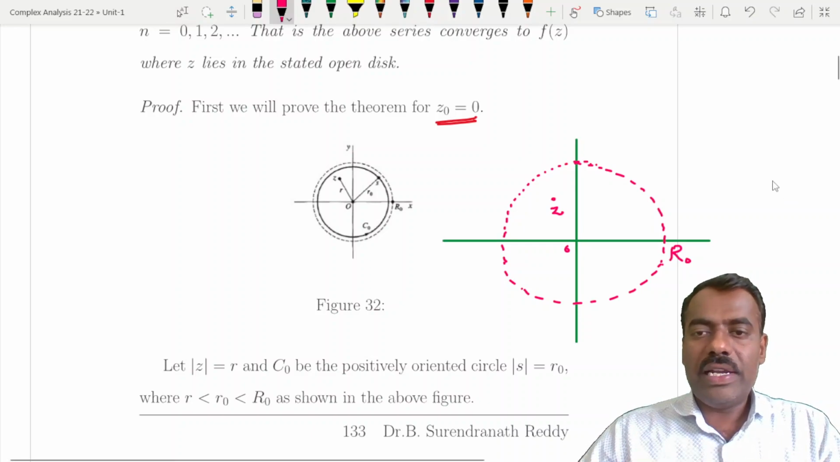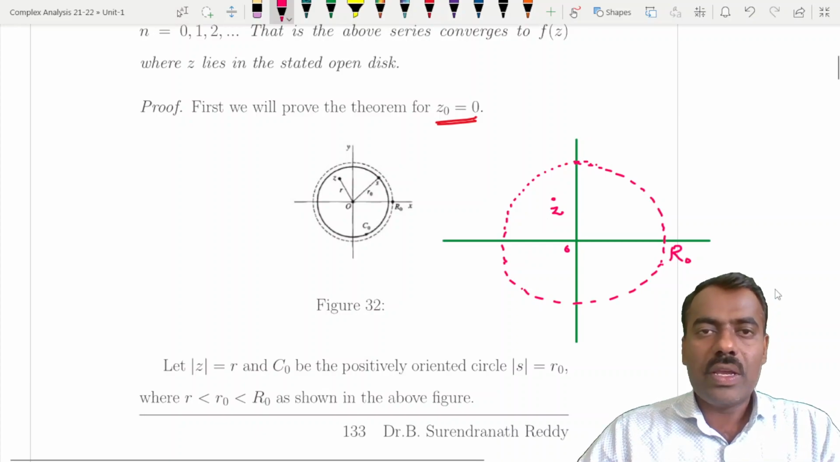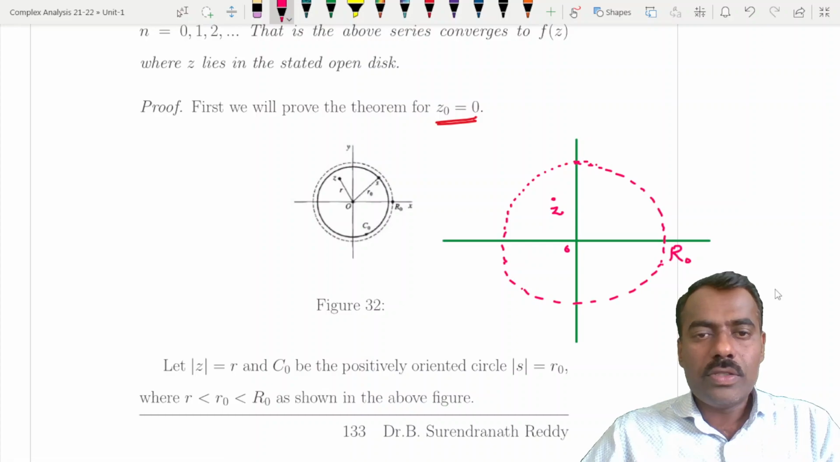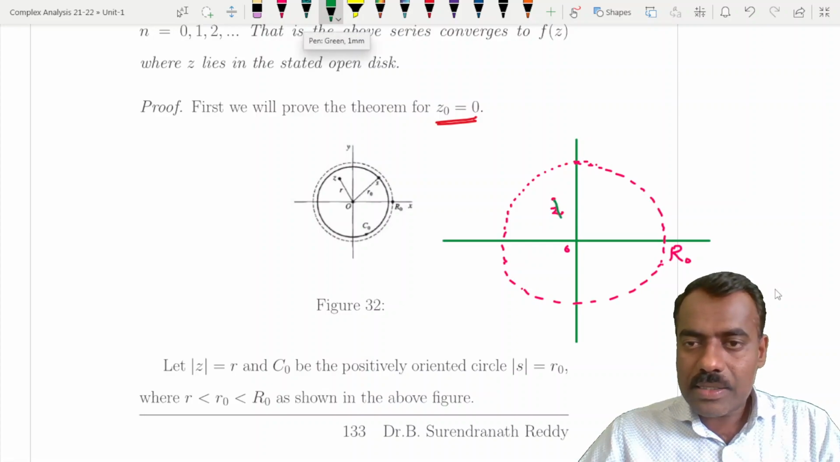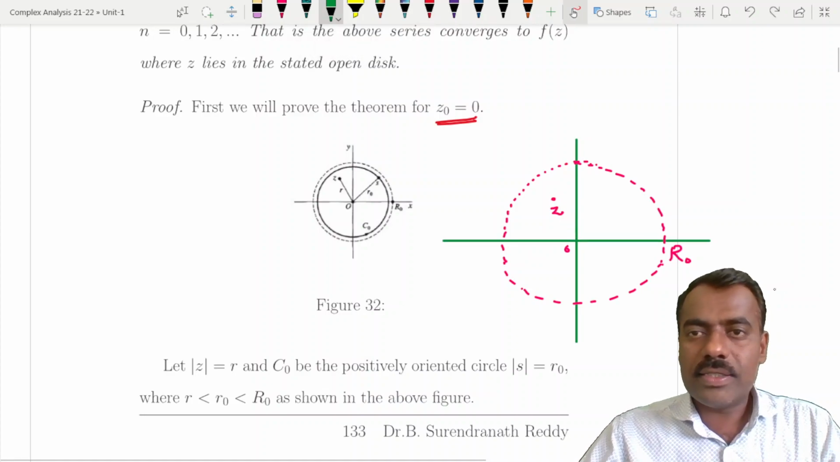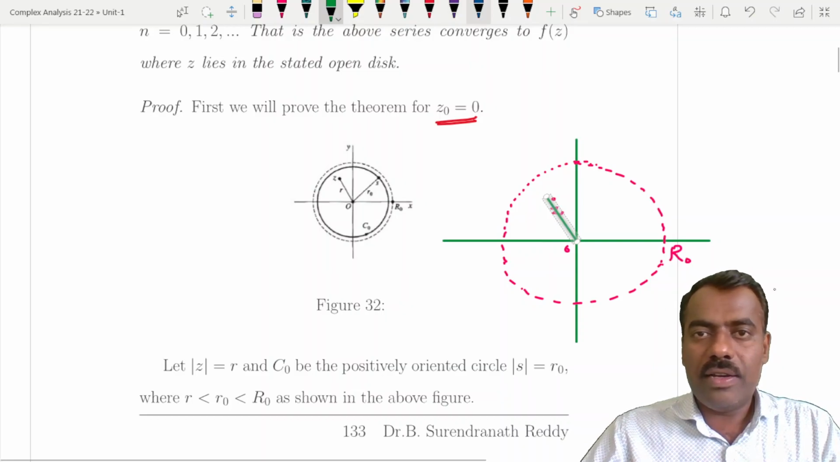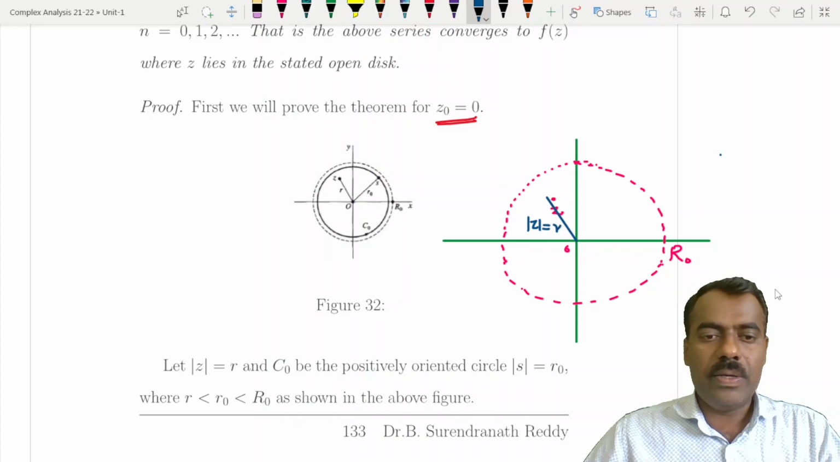Now what we will do is consider a closed contour for which this z is an interior point, right? Then we can apply the Cauchy integral formula. That is the idea. So we have taken this z. Now how can we have a closed contour? The distance from here to here, we will call it mod z, which is equal to R.